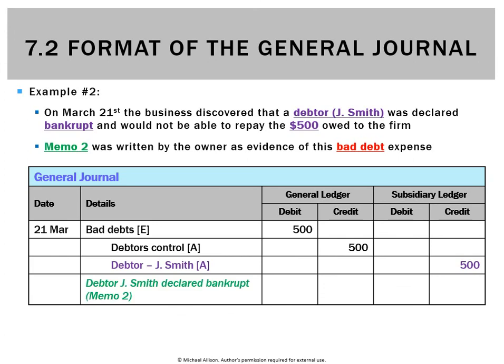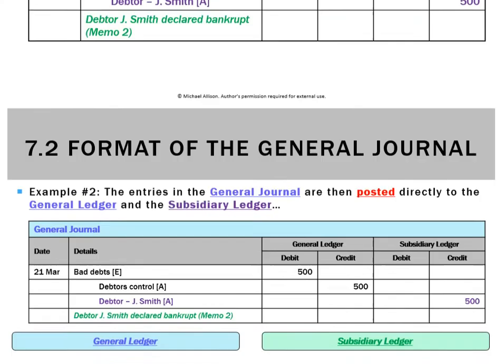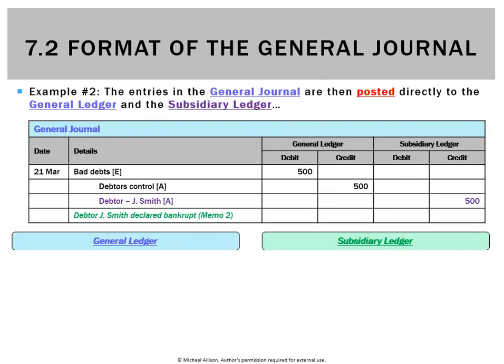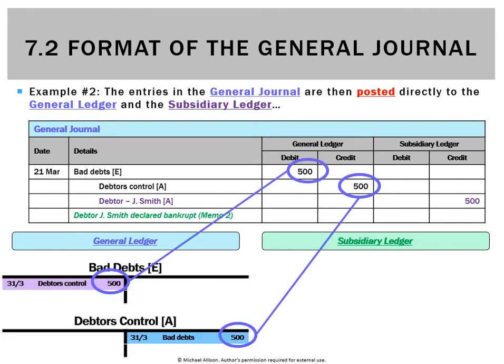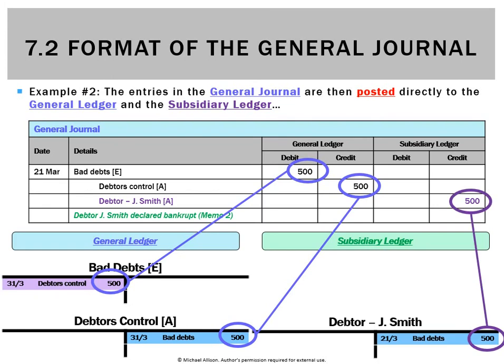We do a narration where we've described it, debtor J. Smith declared bankrupt, and we've written the memo number. Posting that, we're going to need to do some entries in the general ledger on the left and also the subsidiary ledger on the right. So in the general ledger, we've got a debit to bad debts and a credit to debtors control. And in the subsidiary ledger, we just have a credit to the debtor account for J.